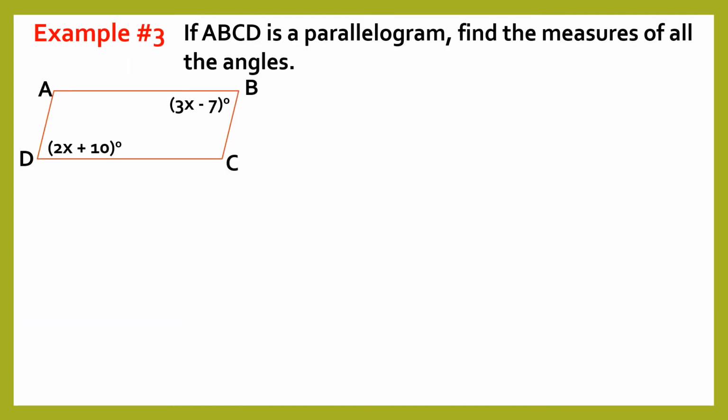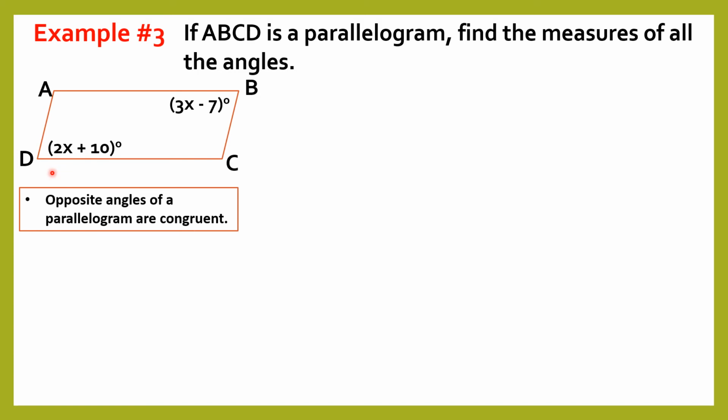Problem number 3. If ABCD is a parallelogram, find the measures of all the angles. So, since the given here is angle B, which is 3x minus 7 degrees, and angle D, which is 2x plus 10 degrees, they are the ones we will use. Angle B and angle D are opposite angles. In a parallelogram, opposite angles are congruent. So, when congruent, the measures of the two angles are equal. So, we can say now that the measure of angle B is equal to the measure of angle D.